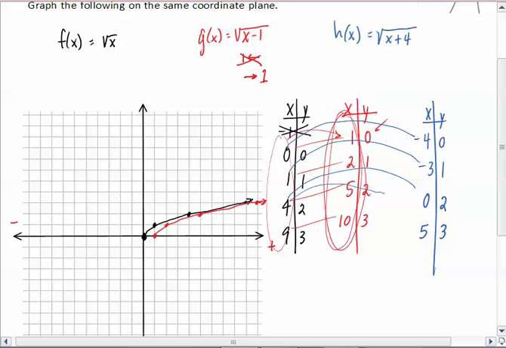Alright, so if you look at what has happened there, okay, so this is actually a horizontal translation. It's horizontal. It's this way, right? One left or right, but it's actually moving specifically to the left 4. So let's take a look. -4, 0, -3, 1, over 0, up 2, and over 5, up 3. And there it is.